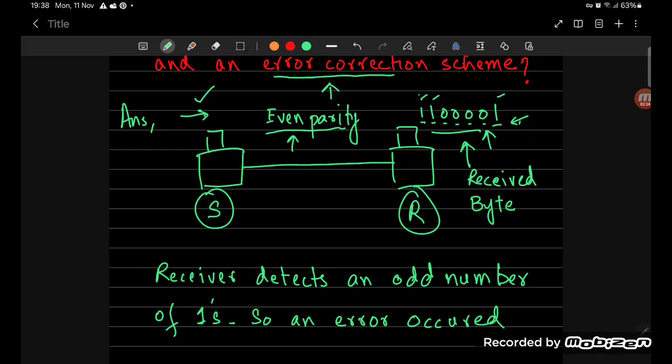The receiver is not sure as to what was the original data, what was the original byte. The receiver only gets this byte. It checks whether this byte has an even parity. If it doesn't have an even parity, the receiver is able to determine that an error occurred, but there is no way that the receiver can tell which one of the bits got corrupted here.